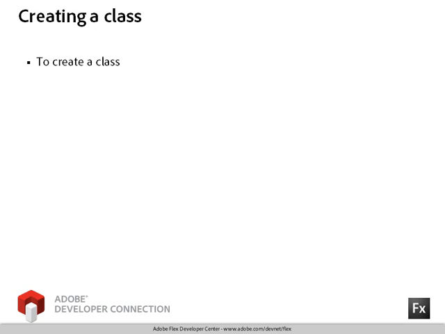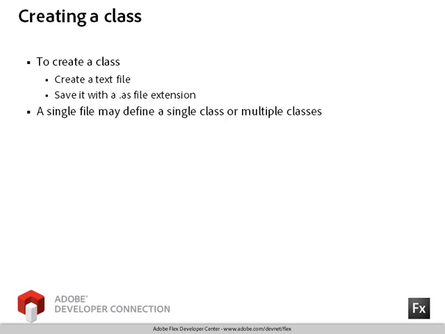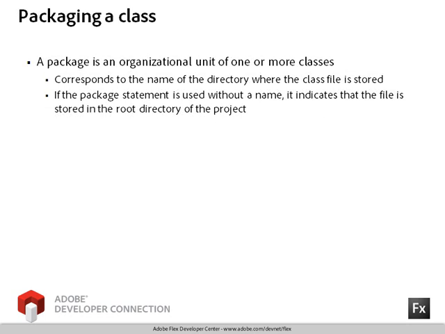To create an ActionScript class, you first create a text file with a .as file extension. Note that a single ActionScript file may define a single class or multiple classes. In any case, only one of the classes in the file can be a public class. I have used the term package a few times already in this series without fully explaining what it means. Essentially, a package corresponds to the directory where the ActionScript class text file is stored.